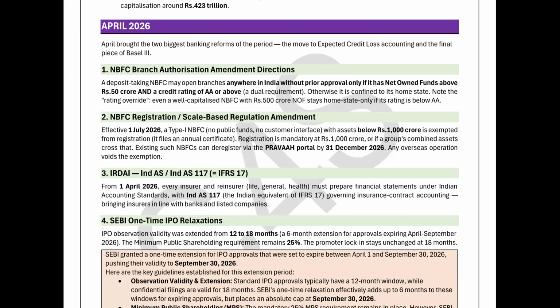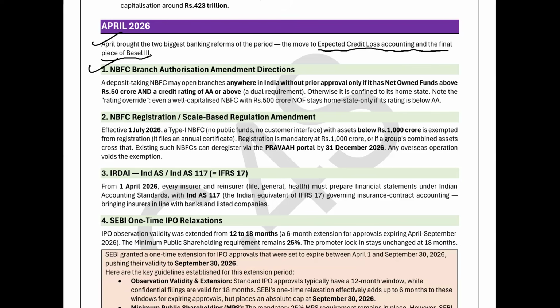So we are going to start the April, right? Try to understand, April brought the two biggest banking reforms of the period: the move to expected credit loss accounting and the final piece of Basel 3. So Basel 3 maybe it has been implemented. Right. So try to understand the first question, the first circular news for the April month.